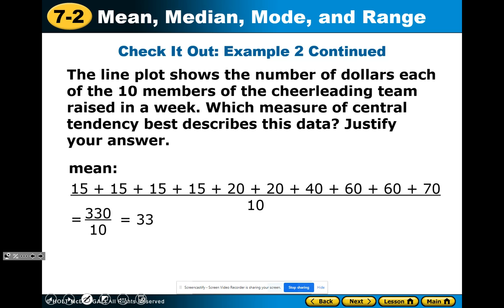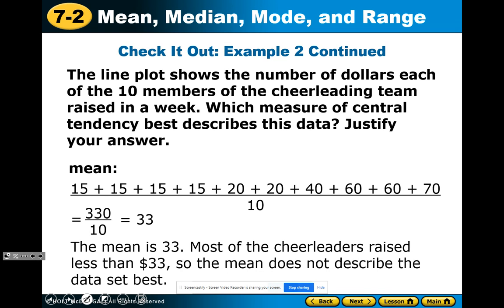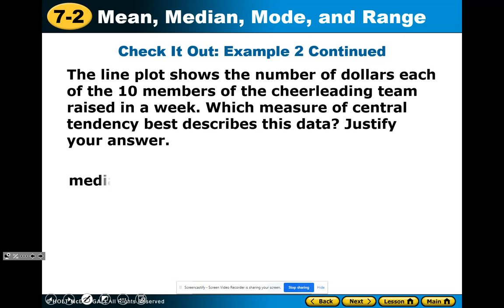$33. Thinking back, was that kind of in the middle of everything? Okay. Is it going to be the mean every time? No. The mean is 33. Most of the cheerleaders raised less than 33, so the mean does not really describe the data set best, because most of them were on that low end, right? You had a few that did really well and did a lot of extra. But the mean is not really the best answer because it's in the middle, but they're not spread out evenly. We had more on the low end and fewer on the high end. Okay? So the mean wasn't a good one there.